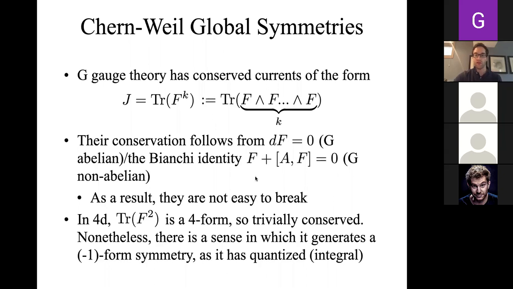This is going to be a 4-form, so in general, it's going to generate a (D-5)-form global symmetry. In 5 or more dimensions, this is a perfectly reasonable thing to talk about. But in 4 dimensions, this is sort of a degenerate case, because trace of F squared is a 4-form, and so it's trivially conserved in 4 dimensions. Nonetheless, although this is not quite precise, there is a sense in which it does generate a (-1)-form global symmetry, as it has quantized integral periods.